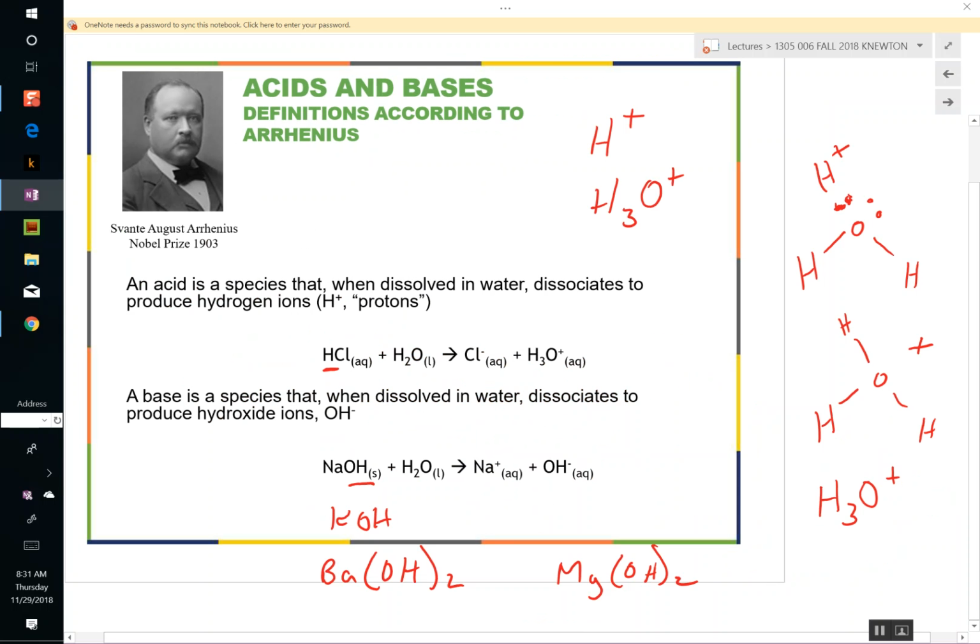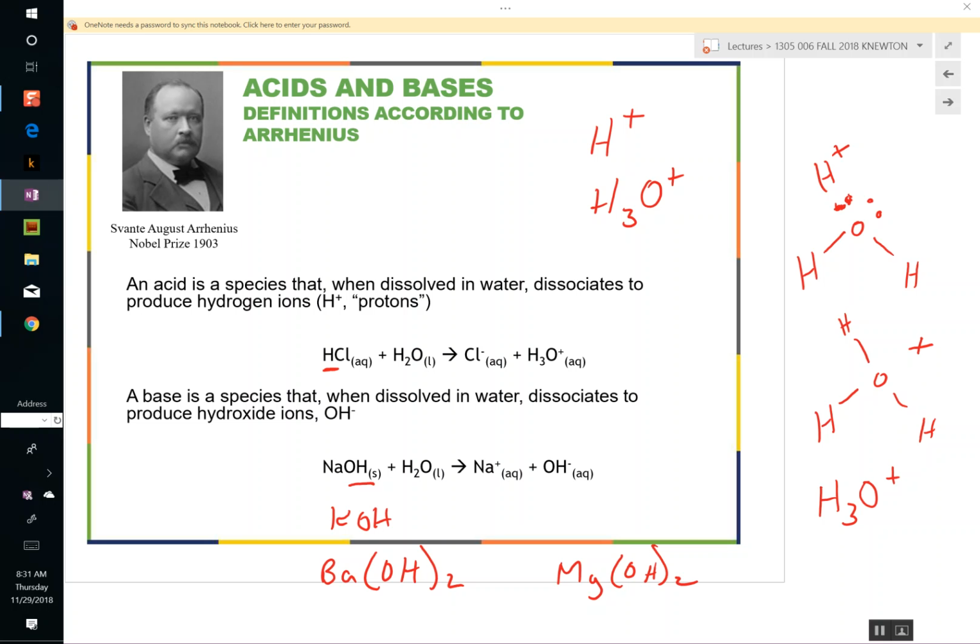Here's HCl, and Arrhenius said an acid is a substance that when you put it in water, it dissociates to produce hydrogen ion. But what is it? This is the proton donor. This is an Arrhenius acid, and it is a Bronsted-Lowry acid. It's an acid by the Bronsted-Lowry definition as well. It's donating a proton to water and forming the hydronium ion. So this is both an Arrhenius acid and a Bronsted-Lowry acid.